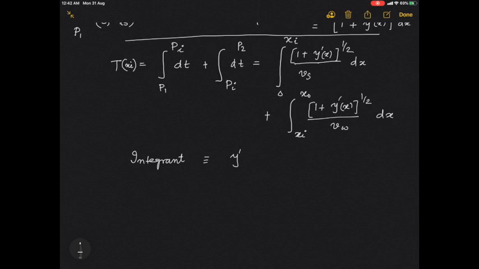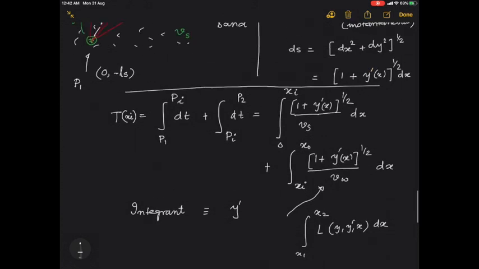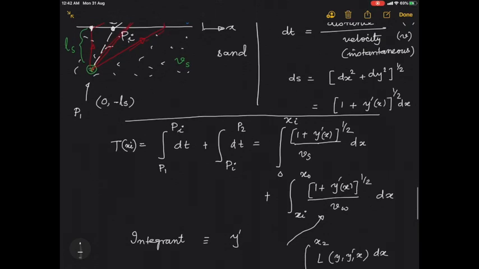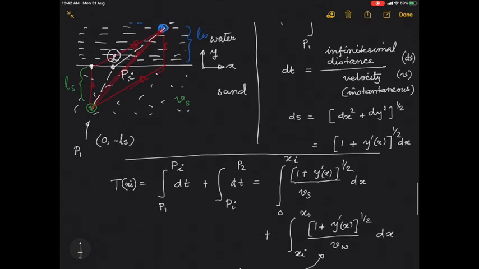The integrand depends on y prime, right? So in general, if you look at these, this has the form integral from x1 to x2 of L(y', x) dx. In this particular case, it is only a function of y prime, but it has this form. So what I ask you to do now is first figure out what you will write for y prime, and then put that over there.